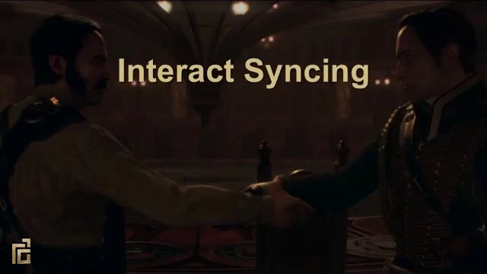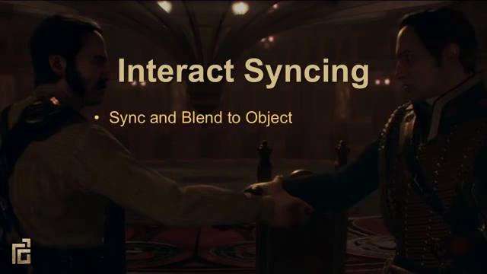Interact syncing occurs when a screen prompt is activated by the player. On activation, the character is blended and then synced to an object. Blending is the procedural animating of a character from one pose to another pose, where syncing is the process of translating and rotating the entire character to a specific location relative to the world.